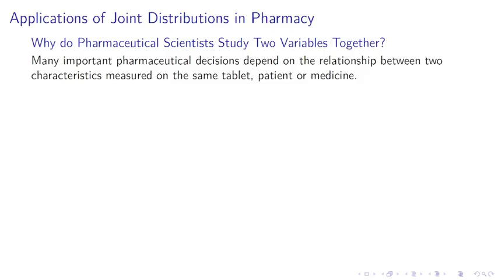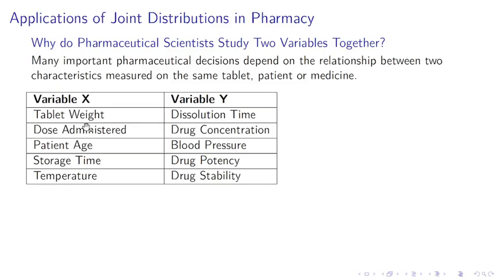Why do pharmaceutical scientists study two variables together? Many important pharmaceutical decisions depend on the relationship between two characteristics measured on the same tablet, same patient, or same medicine. Let us look at some examples: tablet weight, dissolution time, dose administered, drug concentration, patient age, blood pressure, storage time, drug potency, temperature, drug stability. These are examples of two variable cases. We need to study two variables at a time.